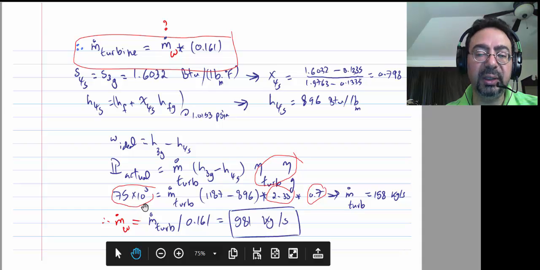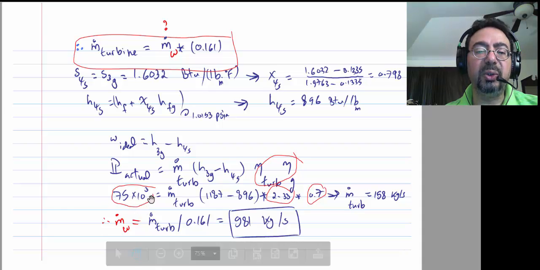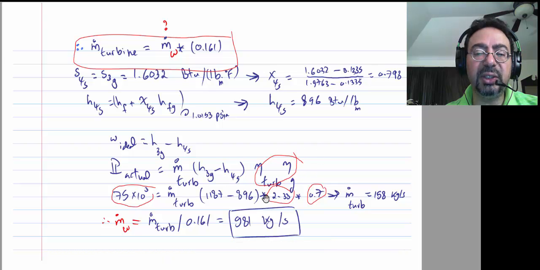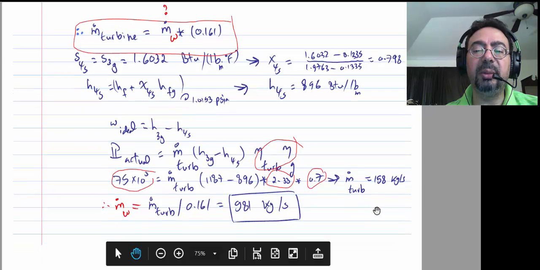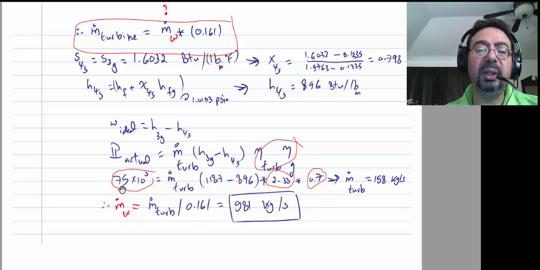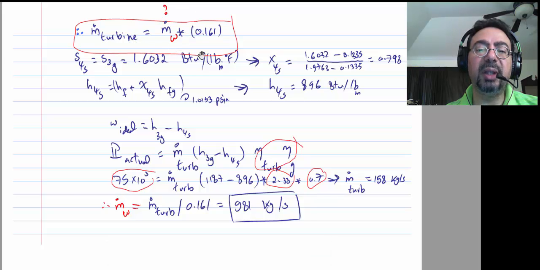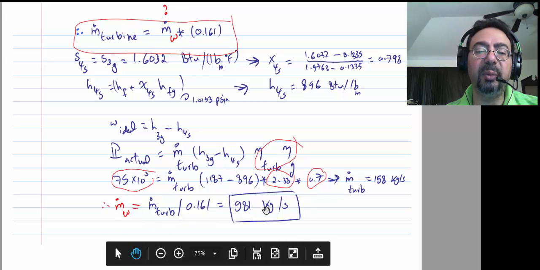That's why 75 times 10 to the power 3. Okay. So to come up with this 75 kilowatt m dot turbine, multiply the ideal work times the combined efficiency of the turbine and the generator. This equation will allow you to calculate m dot turbine. It takes 158 kilograms per second to get this 75 kilowatt. If it was 75 megawatt, you multiply here by 10 to the power 3. And finally, m dot water, how do you get it? Right? m dot turbine is m dot water times x3. That's what he's doing. And from that, he will get m dot water. Okay?